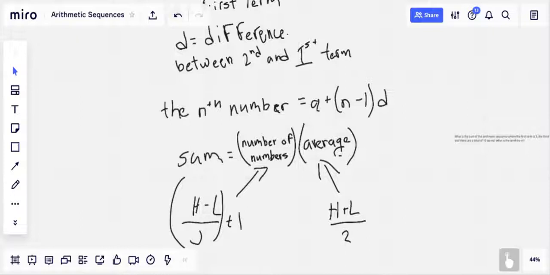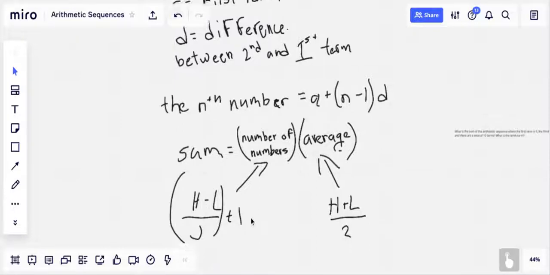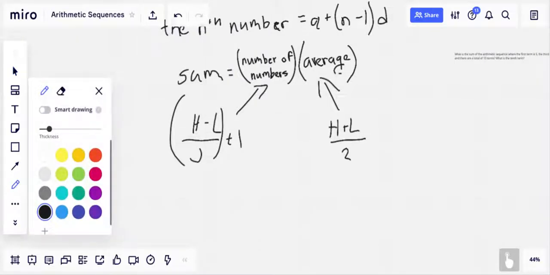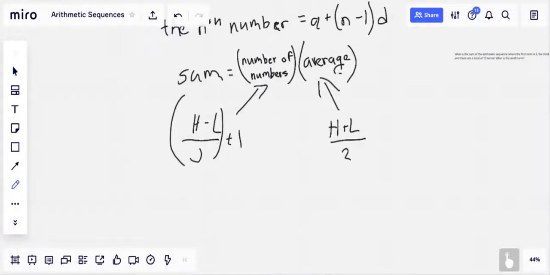And it's 3. So 96 divided by the jump, which is 3, is 32, and you would just add 1. So that would be 33. So there are 33 numbers, 33 multiples of 3 under 100.